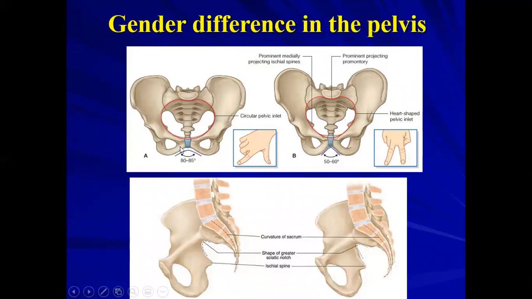If you see here, this is the subpubic angle. This is for the male, and this is for the female. The subpubic angle is greater in the female compared to the male. The pelvic inlet in the male is heart shaped, and here in the female it is oval shaped.